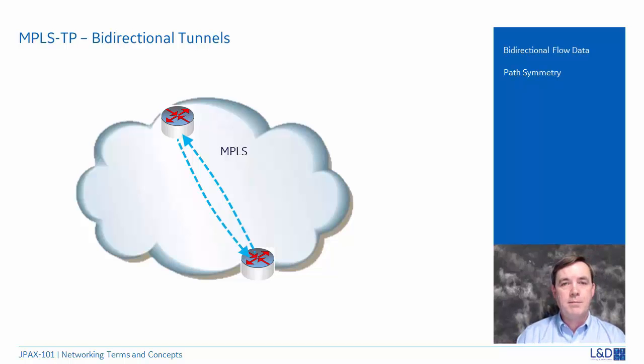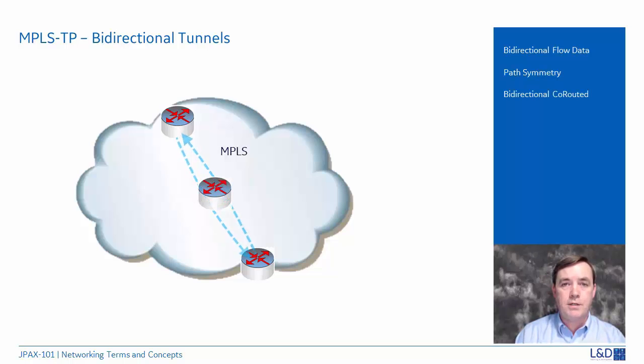As MPLS-TP was designed to bring transport qualities similar to those found in SONET/SDH, OTN, and other TDM technologies, it introduced the concept of bidirectional tunnels as a mechanism to create and manage the relationship between a pair of LSPs.